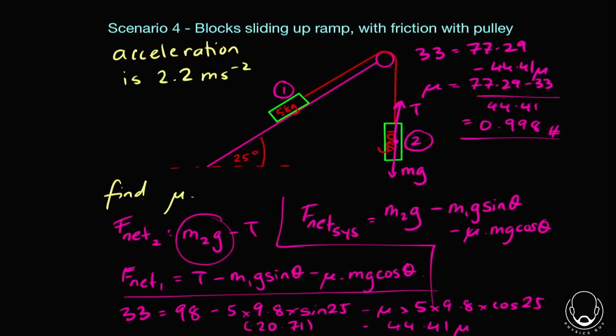So there are 4 quick scenarios involving strings and ramps and pulleys and masses and stuff. Hopefully that helps us out a little bit for our further studies.